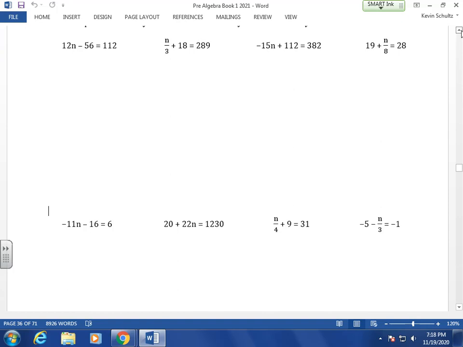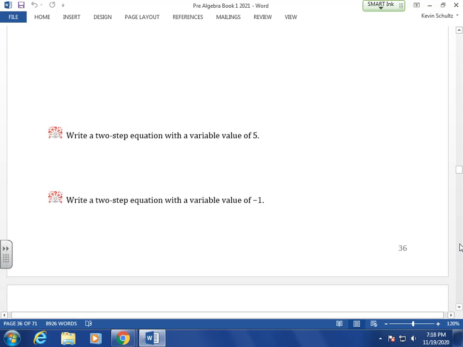And then down at the bottom here for this page, it says write a 2-step equation with a variable value of 5. Kind of like ones we've seen word this way before. I'm not looking for your equation to equal 5. I want your variable to equal 5. So for example, if I wrote 2n plus 3 equals 13, my equation doesn't equal 13, but if I solve this, I'm going to get an n value of 5. N will equal 5. Okay, that's what I'm looking for here. You can't use that one, by the way. You have to use a different one. All right, but the variable in that equation will be 5, and then the second one, another two-step equation with a variable value of -1.